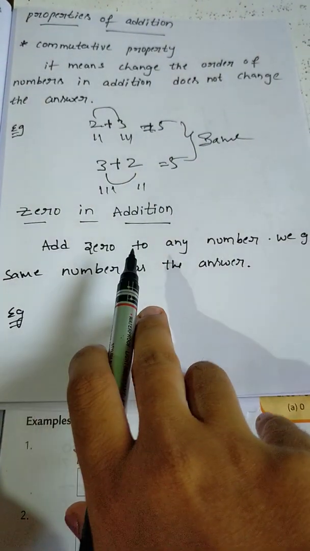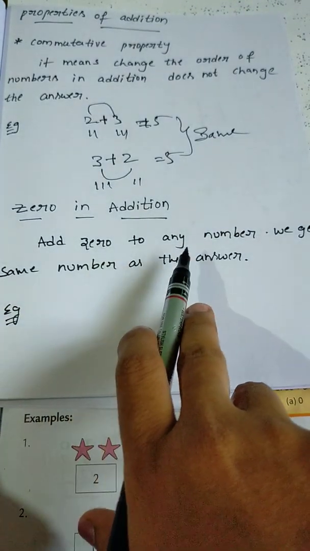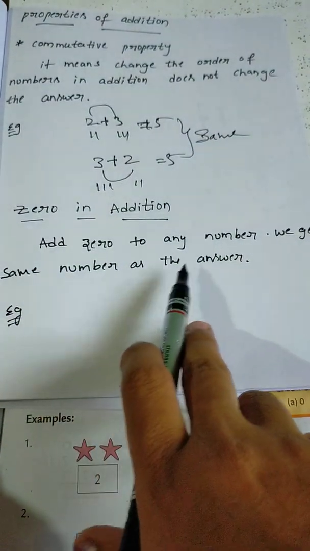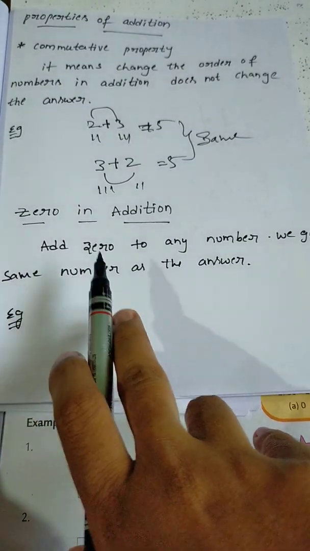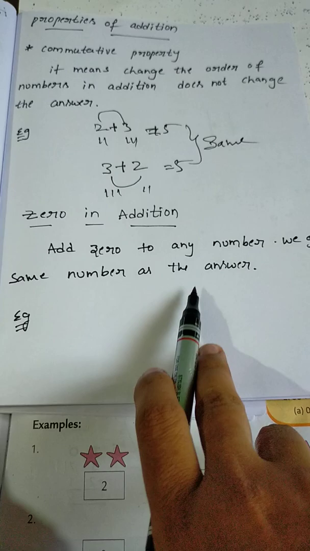Next one, 0 in addition. Add 0 to any number, we get the same number as the answer.